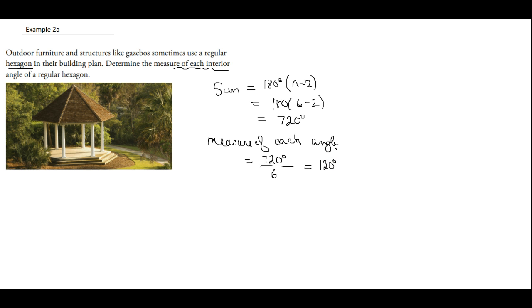And let me just confirm, I did that in my head. Absolutely. So each angle has a measure of 120 degrees. The only reason we can do this is because it's regular. Each of those angles has the same measure, and each of the sides is the same length. On to 2b.